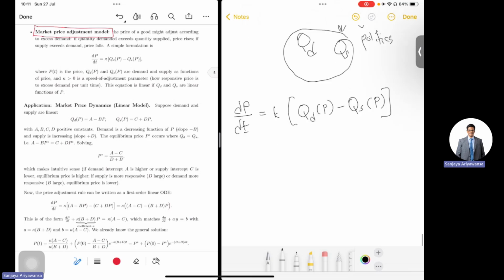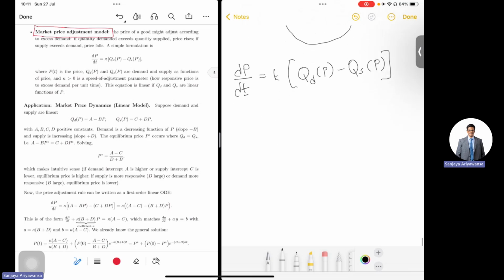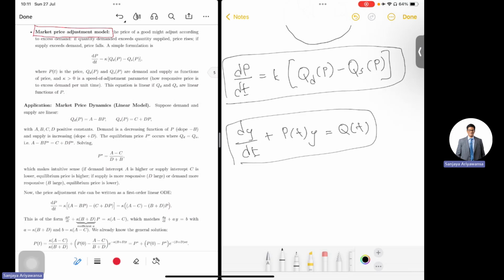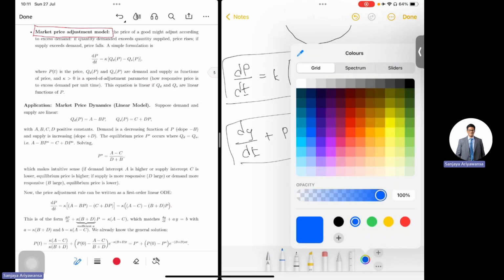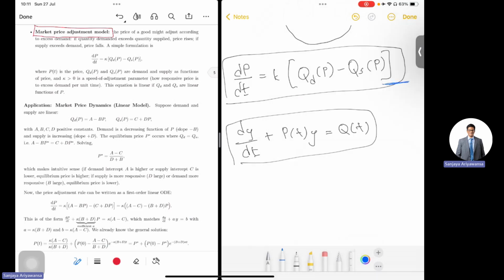Now, can we see a similarity between this equation and our original first order linear differential equation? This one. Do we see similarities between these two? Not at the moment, but maybe we can rearrange a few terms over here such that it looks in the standard format. Okay, let's try and do that.